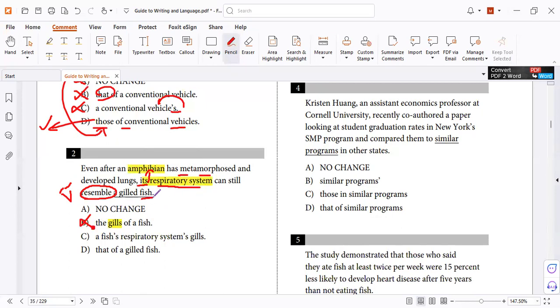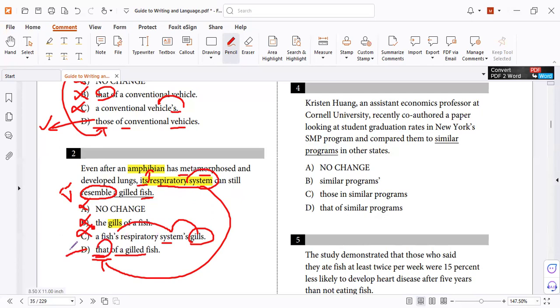Between the system and the fish. Wrong. Look here. The gills of system of fish. No. The system of the fish, not the gills. Again, wrong. Here, that of refers to what? The system of fish, correct. System of amphibian is a system of fish. You should repeat the word or use that as we did.